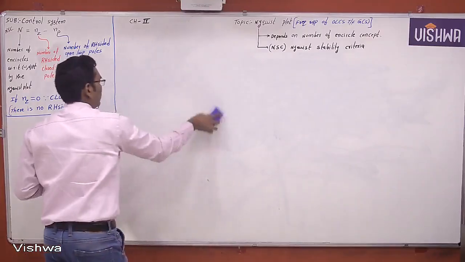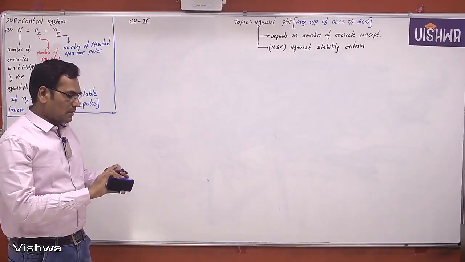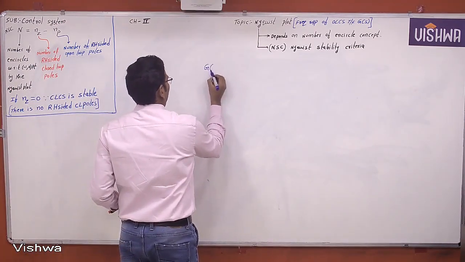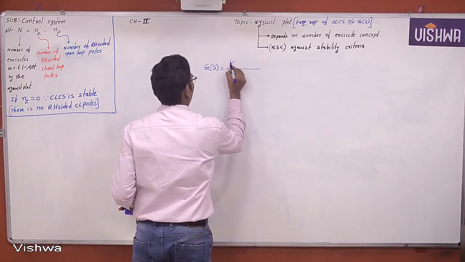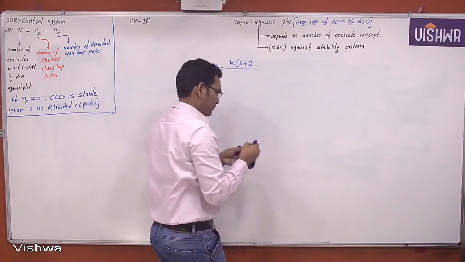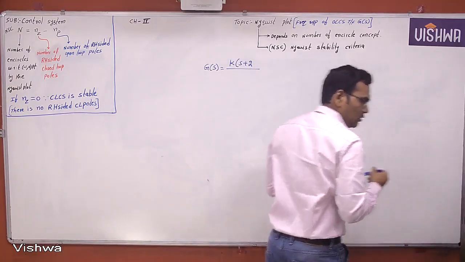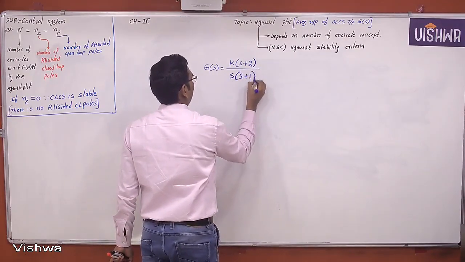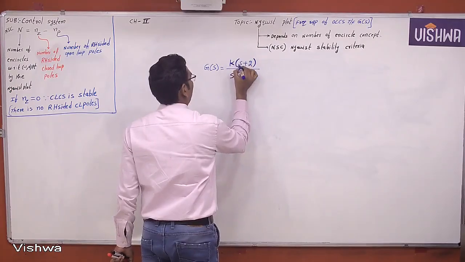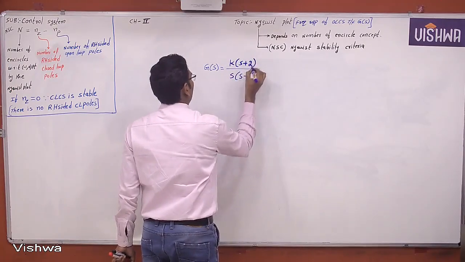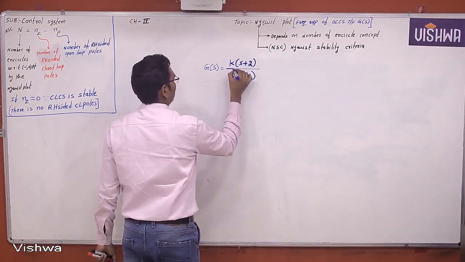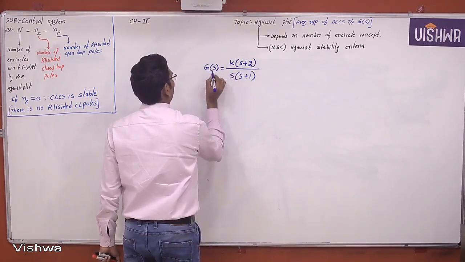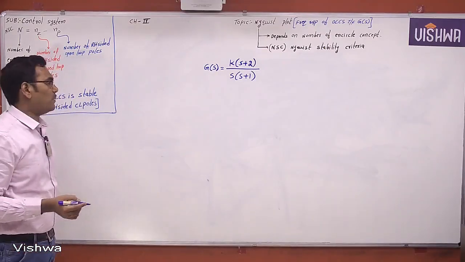Now let us start solving one small problem so that you can easily understand. The question given is: by considering the transfer function G(s) equal to K into (s plus 2) by s into (s plus 1), G(s) equals K(s+2)/(s(s+1)).